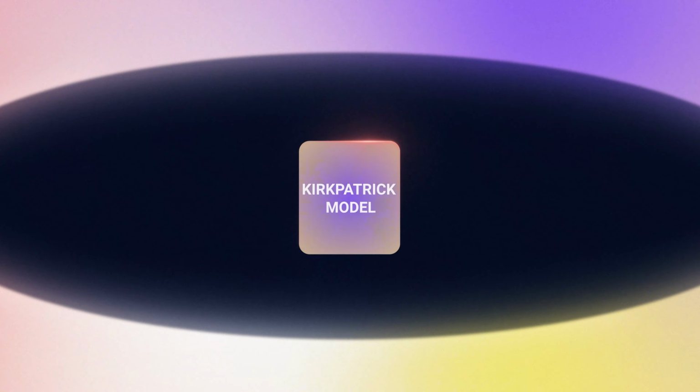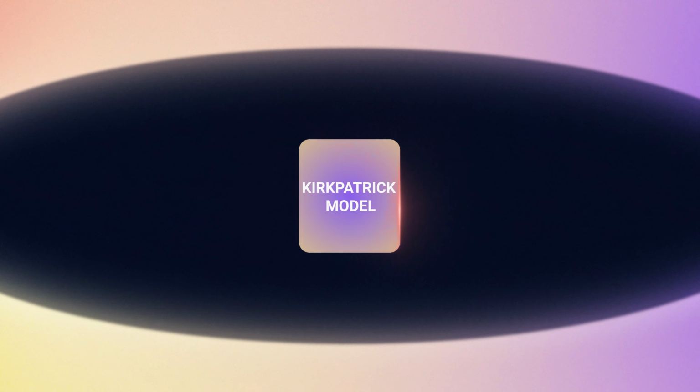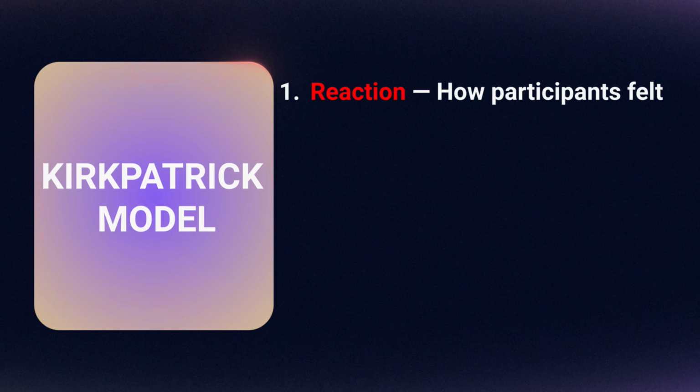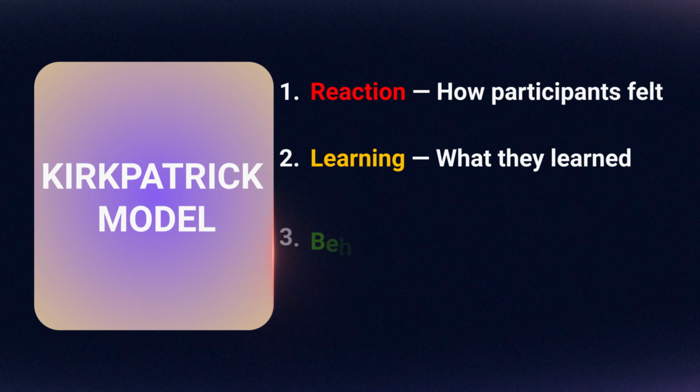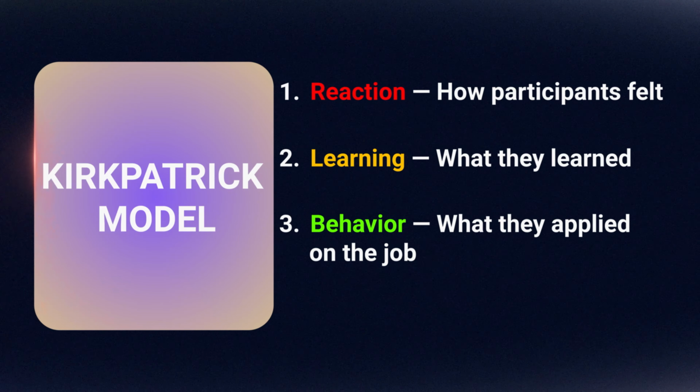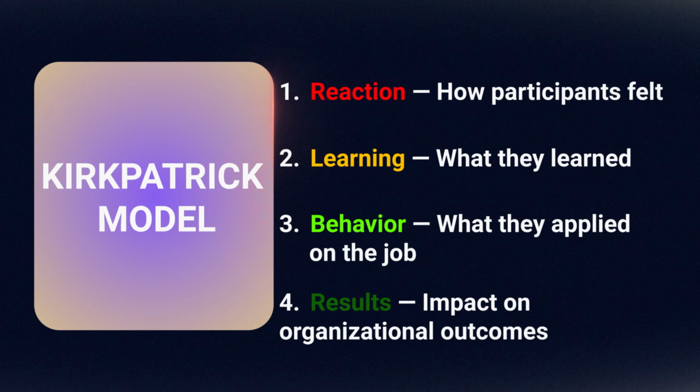First, the Kirkpatrick model, and it answers, did it work? The Kirkpatrick model, introduced in the 1950s and later refined by Donald and Jim Kirkpatrick, evaluates learning across 4 levels. Reaction, and that answers how participants felt. Learning, and that answers what they learned. Behavior, and that answers what they applied on the job. And results, and it's related to the impact on the organizational outcome. Kirkpatrick was very clear. Levels build on each other. You don't jump to results without addressing behaviors.